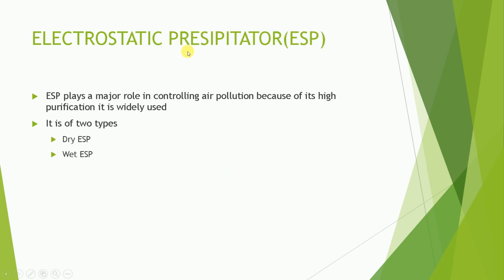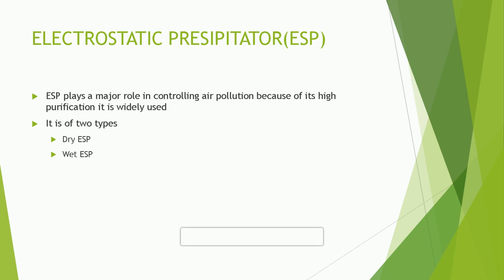So, electrostatic precipitator. Electrostatic precipitators play a major role in controlling air pollution because of their high purification, and are widely used. We all know that in future the air will be more polluted than now. To control this, first we need to control the polluting areas like factories and cars. To control air pollution in factories, ESPs, that is electrostatic precipitators, are used.